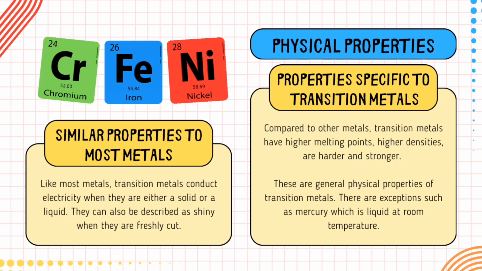And properties related to transition metals. Compared to other metals, transition metals have higher melting points, higher densities, and are harder and stronger. These are general physical properties of transition metals. There are exceptions such as mercury, which is liquid at room temperature.